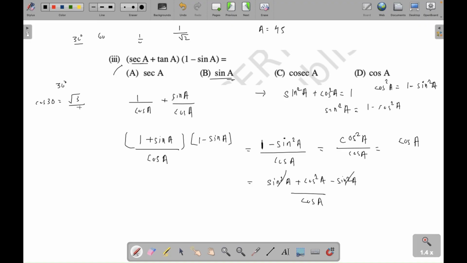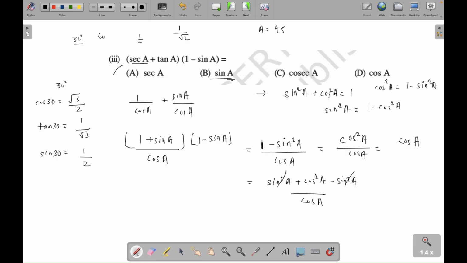Root 3 by 2, right? Tan 30 is 1 upon root 3. And sine 30 is half, right? So we need to remember this as well. So this will come in very useful when we have a very complicated question, right?